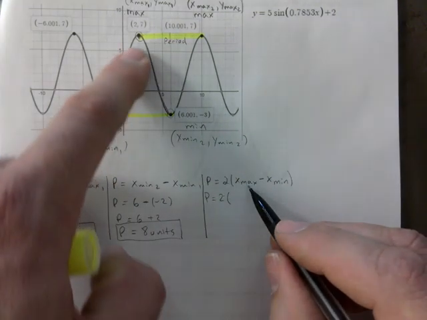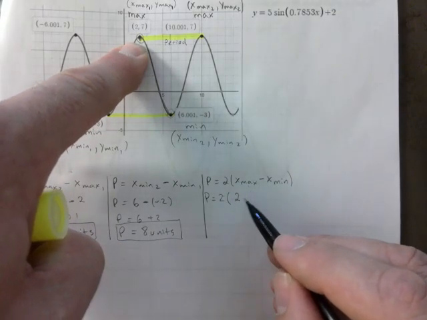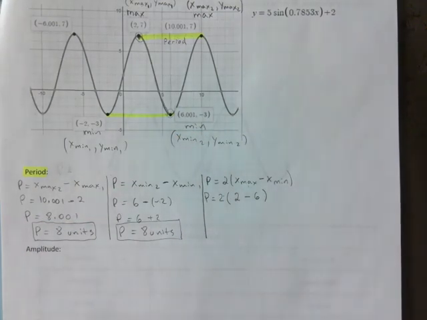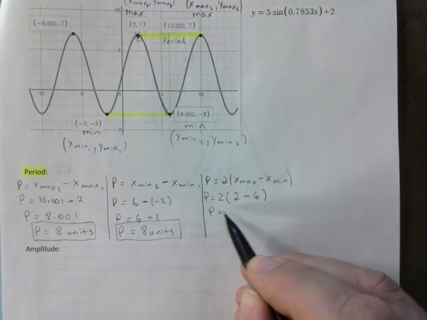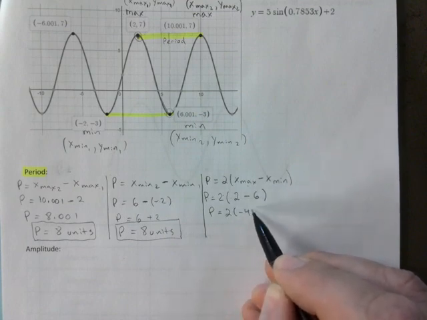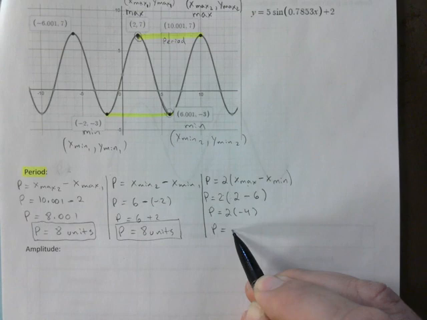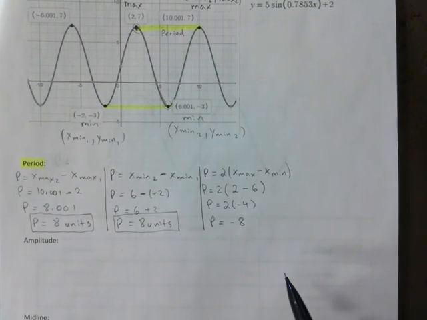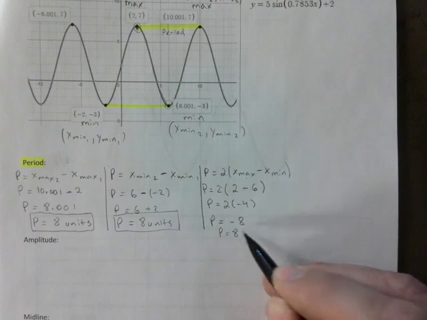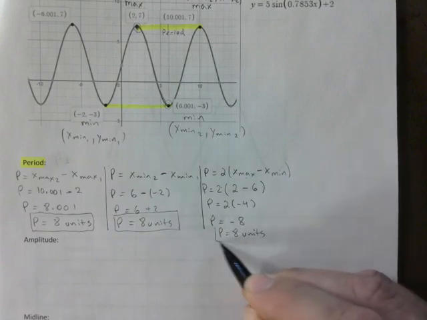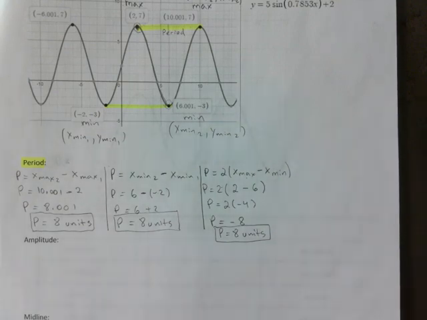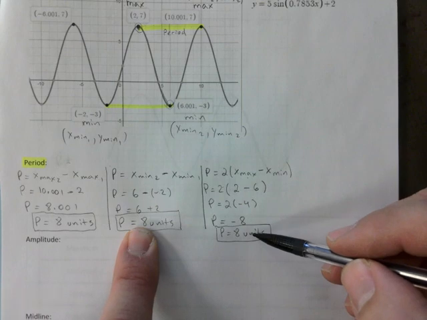So I'm going to go x max is 2 minus x min is 6, right, like that. And that is 2 times negative 4. Period is negative 8. But remember, I told you always state it as a positive, right? I told you that earlier. If not, you did highlight it. Period is 8. It's always positive. So even if your calculation tells you it is negative, make sure you state it as a positive. So every 8 units, this thing will repeat itself. Okay.